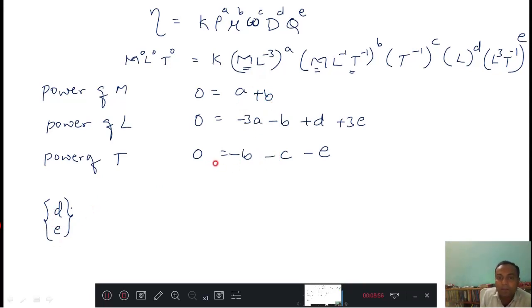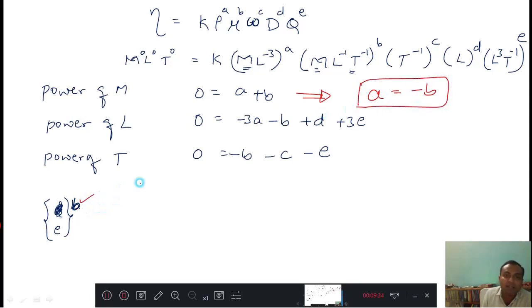Now coming to D and E. If I take D and E, it becomes very complicated, because in the first equation there is no D. Therefore, I will choose B and E instead, and start expressing the others in terms of them. Because directly I can express this A. A is equal to minus B. A is expressed in terms of B. Then coming to the third equation, C I can express how? C is equal to minus B minus E.